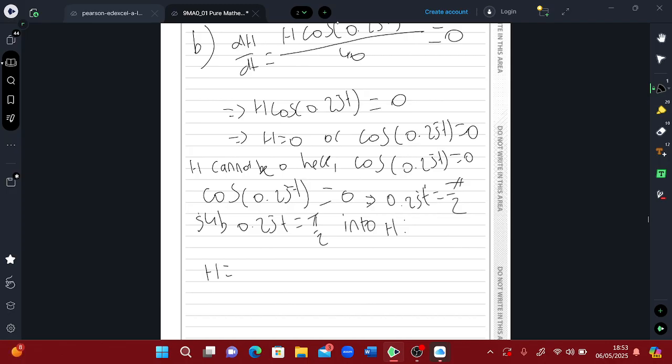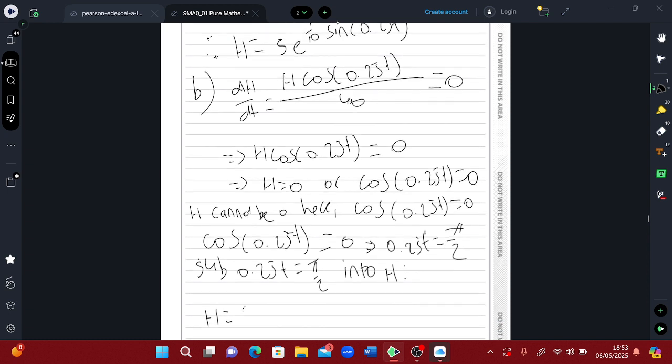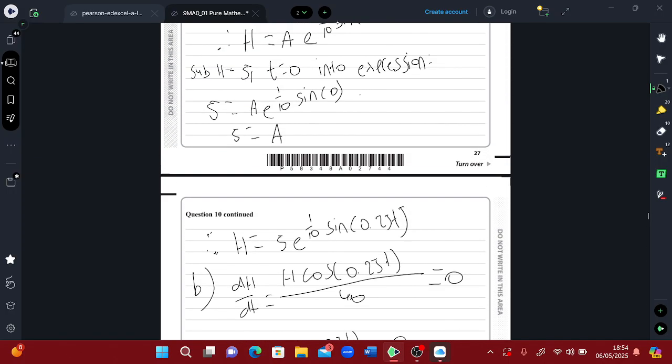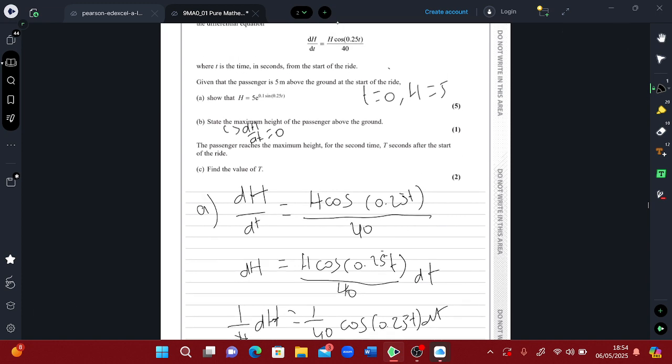Yes, so h then would be, we'll put it down in part A, 5e to the 10th sine of this. Well, 0.25t is pi over 2. And sine pi over 2 would be 1. So 5e to the 10th meters. That'll be the answer because it's a constant. We can't simplify that anymore. Does it ask to give it in decimal form?